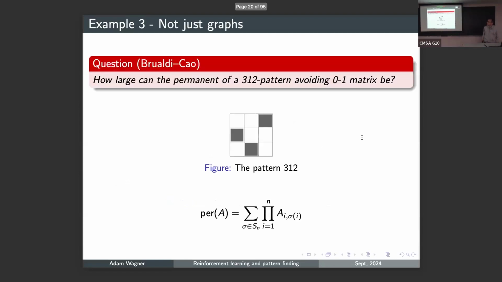Okay, what else? Well, this method has absolutely nothing to do with graphs. I'm a graph theorist. Most conjectures I know about are about graphs, but really any problem can be approached this way. We're going to come back to graphs.